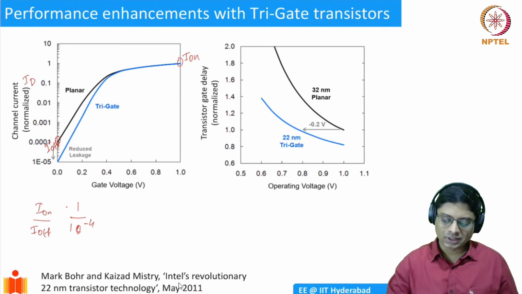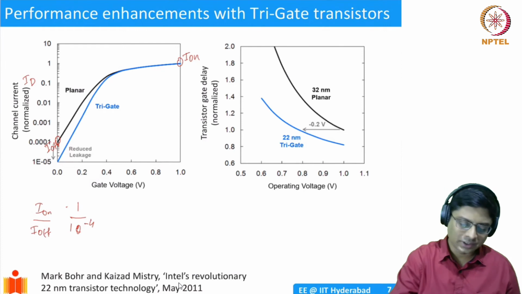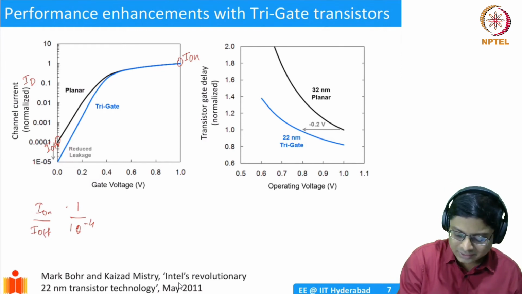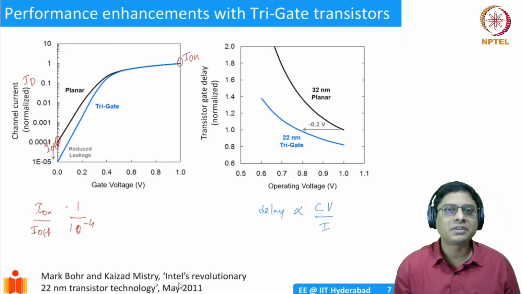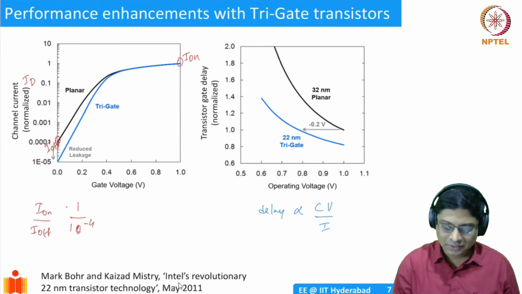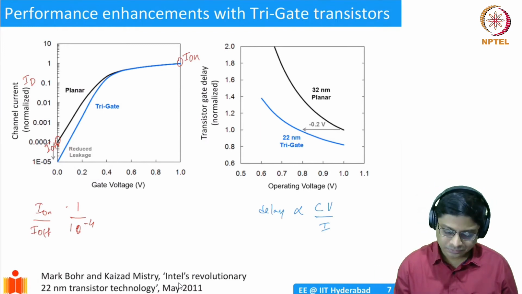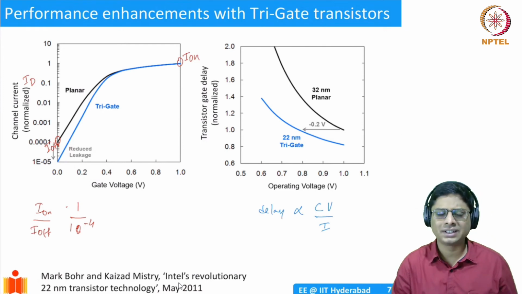And we also studied this in a very short time. We said that the delay is proportional to C times V by I, right? The current. So if you increase the drive current, you're going to reduce the delay. If you reduce the voltage, you can also reduce the delay and also power dissipation, right? I mean, this is a very qualitative picture I'm giving you.